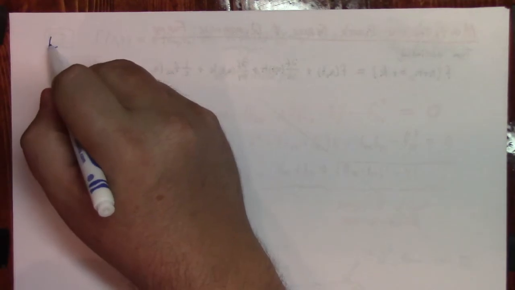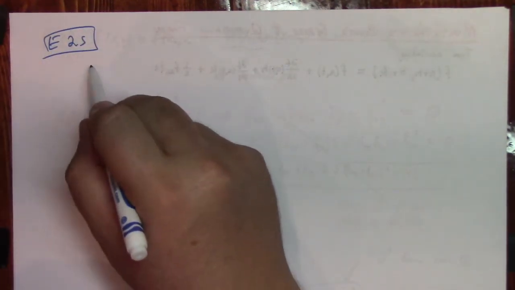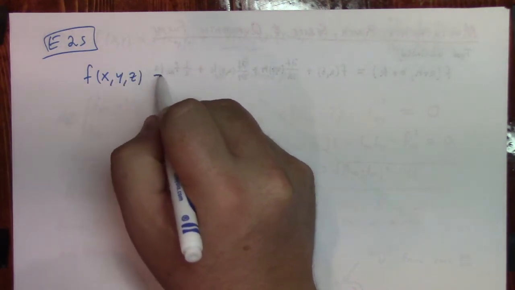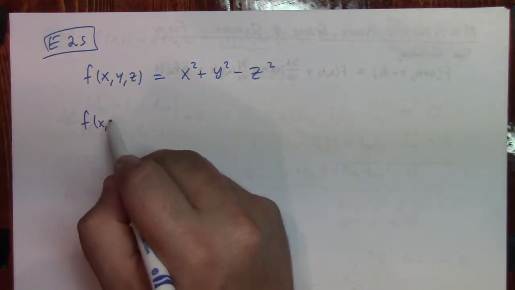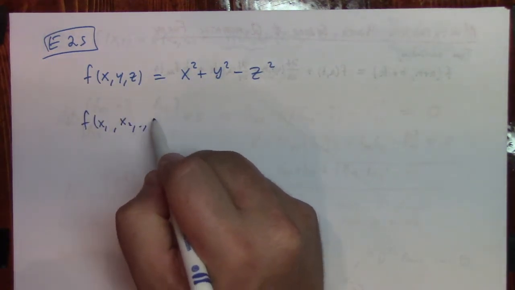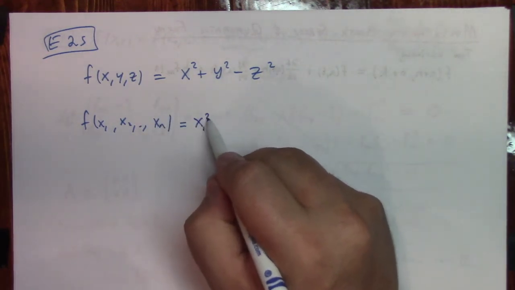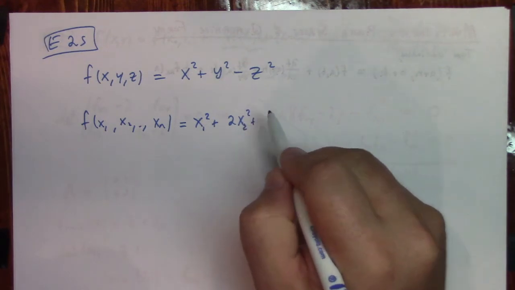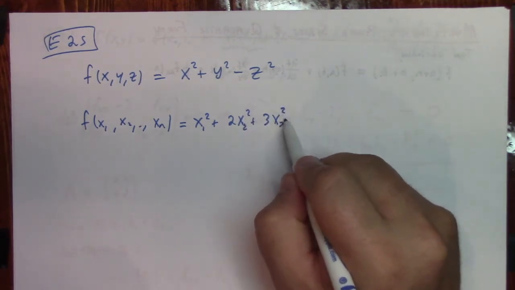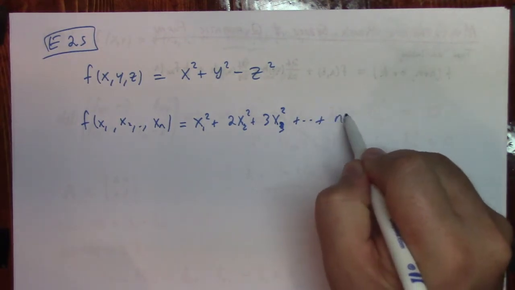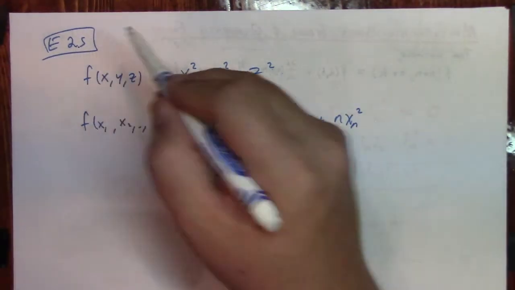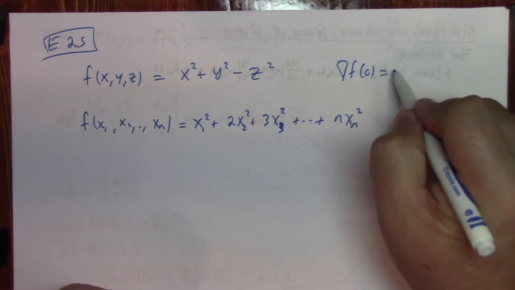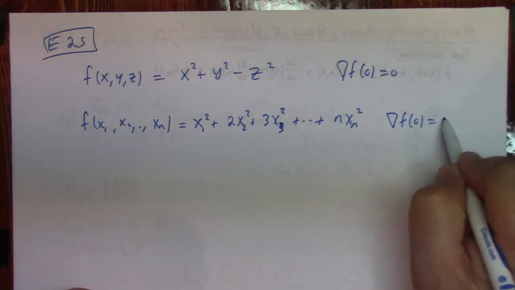I'll get back to example 3. Example 2.5. Just to remind you guys, if we have functions like x squared plus y squared minus z squared, or if I have f of x1, x2, ..., xn equal to x1 squared plus 2x2 squared plus 3x3 squared plus ... plus nxn squared, I don't need sophisticated calculus to tell you about mins and maxes here. It's easy enough to see that the gradient of f at 0 is 0, so 0 is a critical point.